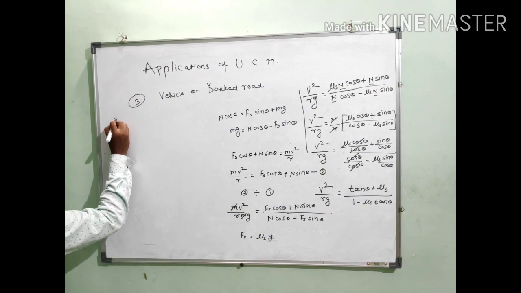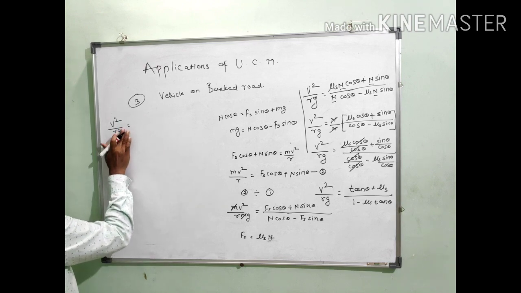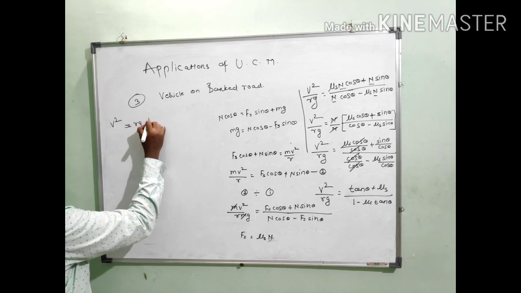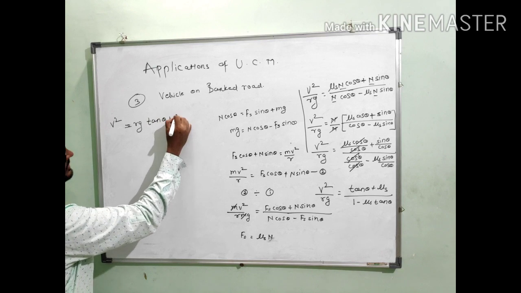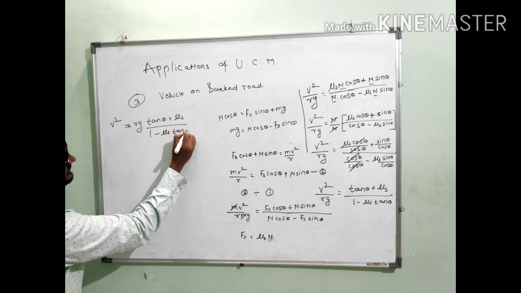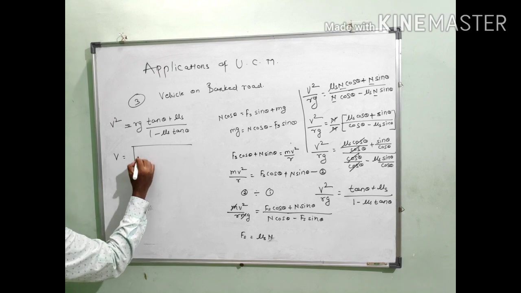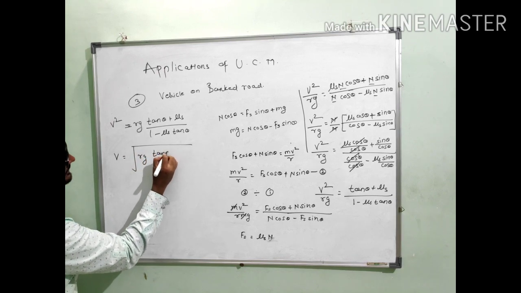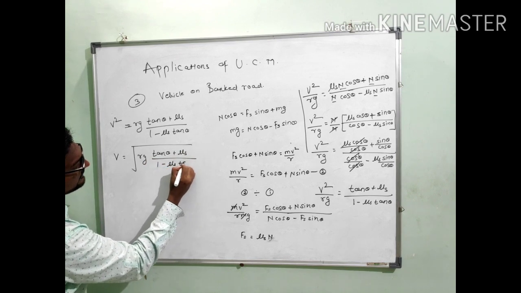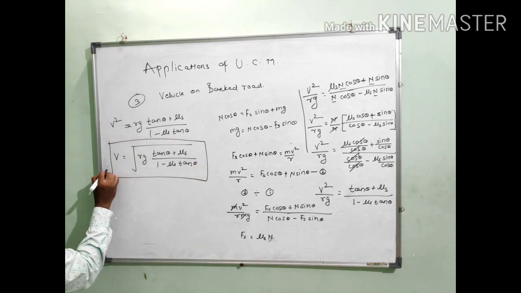So v square upon rg is equal to this, so v square is equal to rg into tan theta plus mu s upon 1 minus mu s tan theta, and finally we get v is equal to under root rg into tan theta plus mu s upon 1 minus mu s tan theta. So this is our final velocity.